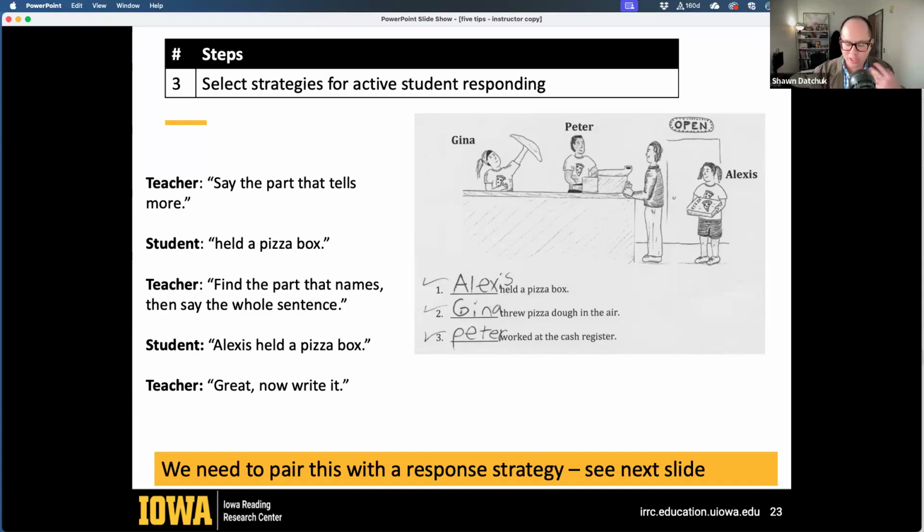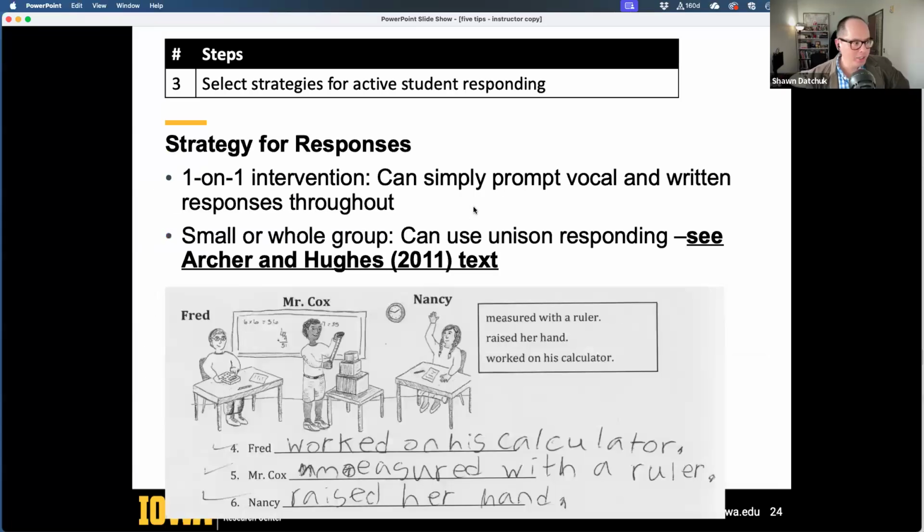So all during the instruction, there are these volleys where they're figuring out what the parts of a sentence are, saying the entire sentence before they're writing it. And then once they're doing that, you need to pair it with some sort of strategy. Now, writing can be difficult to manage as a teacher because a lot of what the students are writing, you can't easily see.